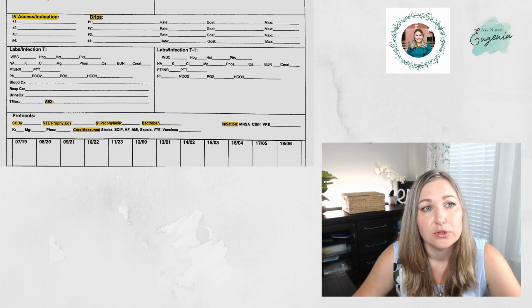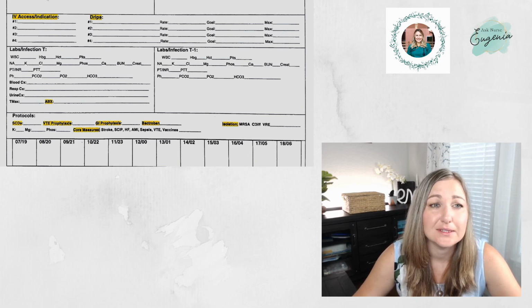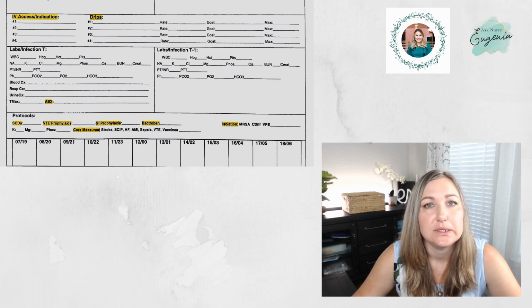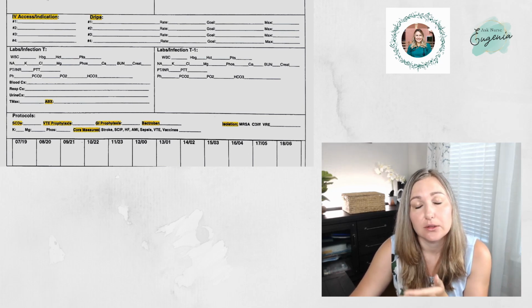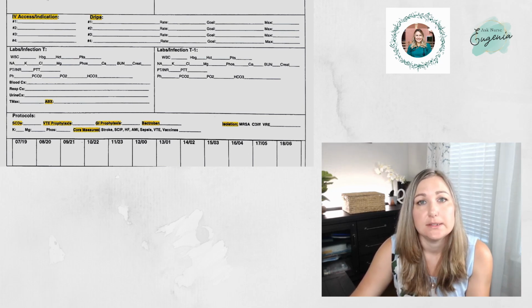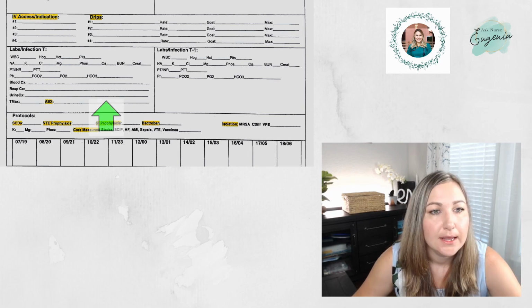That would be helpful to note down, like if it's heparin, when is the next PTT check? Or if they're on an insulin drip, at what time, because you need to check glucose levels hourly, when is the next sugar check. Next, labs and infections.